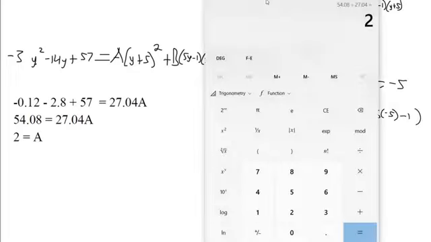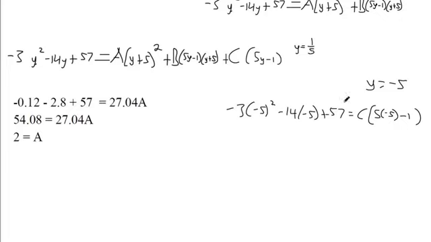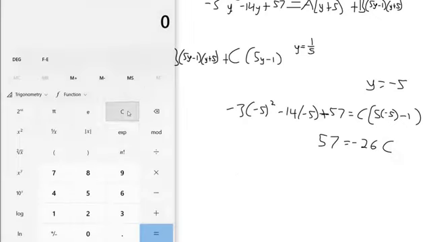Okay, and then I'll take my calculator out. 25 times 3, so that's negative 75. So we got negative 14 times negative 5, that makes positive 75, that makes 0, and then that's plus 57. Right. So we got 57 on the left side. So we got negative 26 on the right side. Oh, it makes me think I did something wrong. Let me just double check.